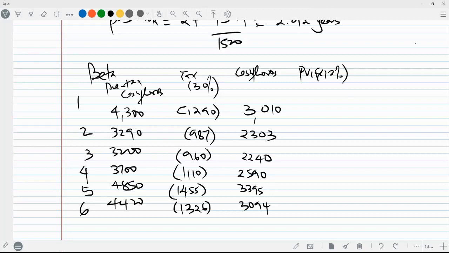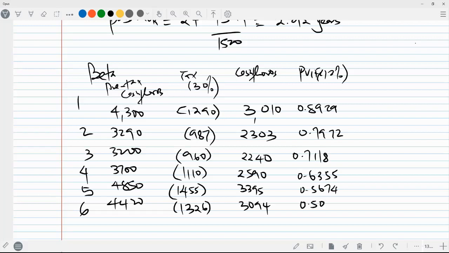Okay, so we go back to the tables, get the factors, and do that quickly. 0.8929, 0.8922, 0.18, 0.55, you have 0.56. Present value is the cash flow times the factor, of course, to get the present value. 26.87.